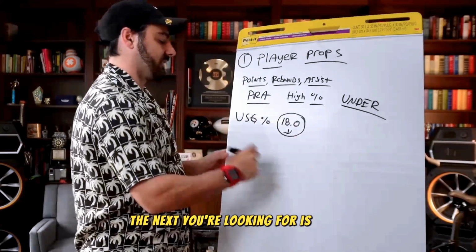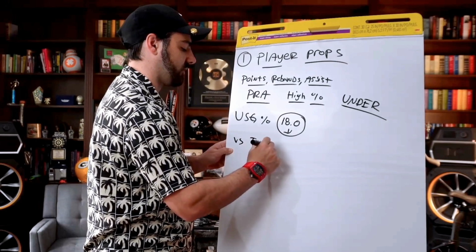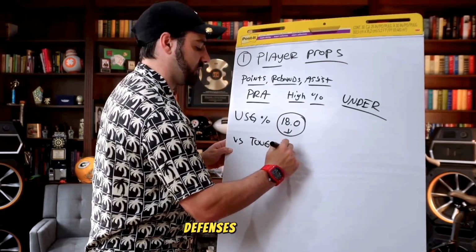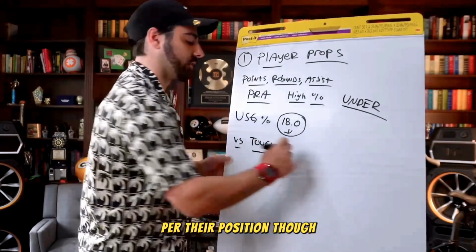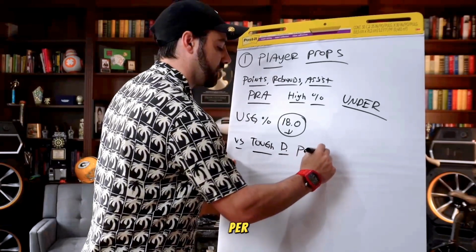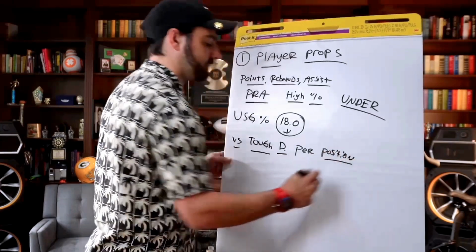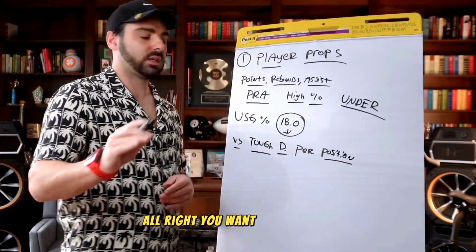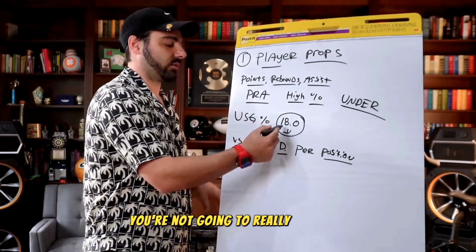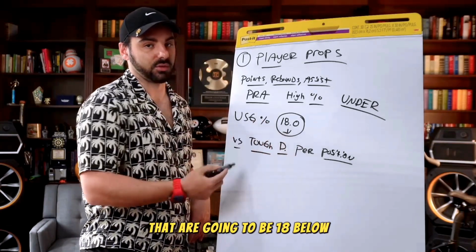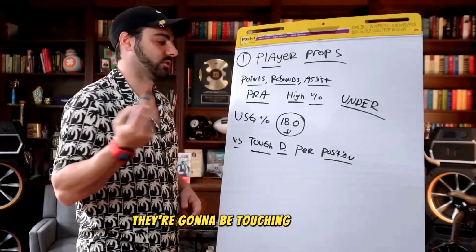Okay, now once you have found the players that have limited opportunity, the next thing you're looking for is them versus tough defenses. All right? Per their position, though. Say for point guard, for example, you're not going to really find too many point guards that are going to be 18 or below usage rate because they're the point guard, so a lot of stuff is going to be run through them. They're going to be touching the ball a lot.